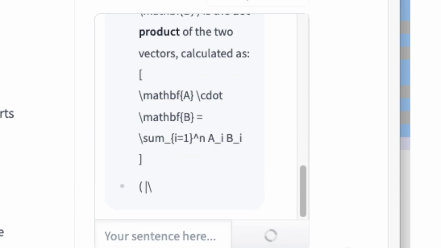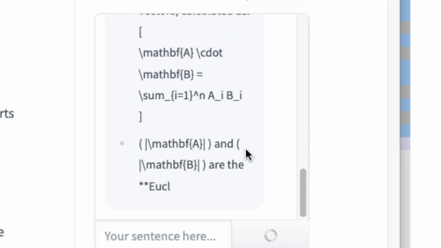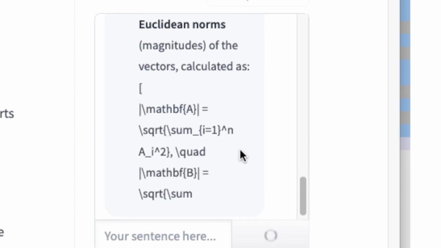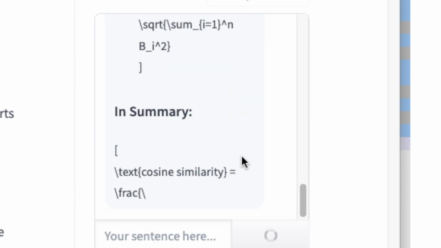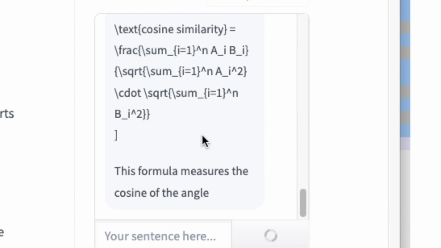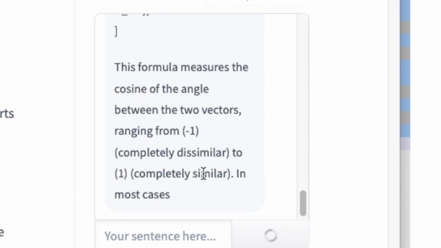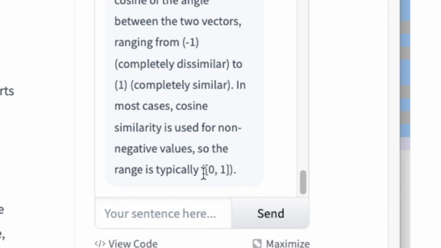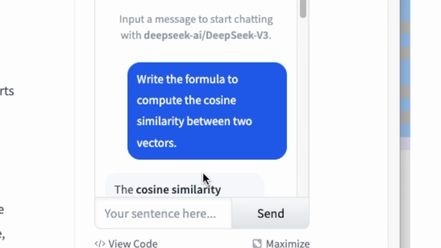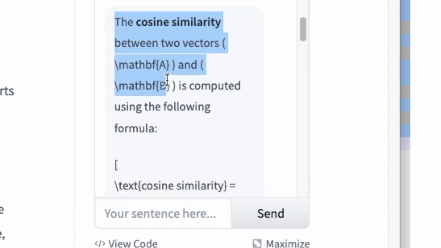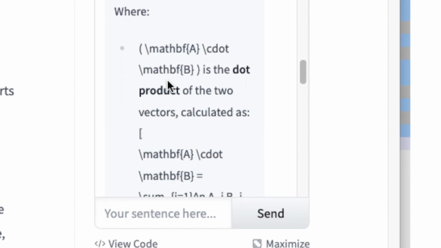DeepSeek V3 also highlights some major architectural upgrades, like multi-head latent attention and its mixture of experts design. These make it efficient despite having 671 billion parameters, with only 37 billion activated per token. So it's incredibly powerful but optimized for cost-effective training and inference.